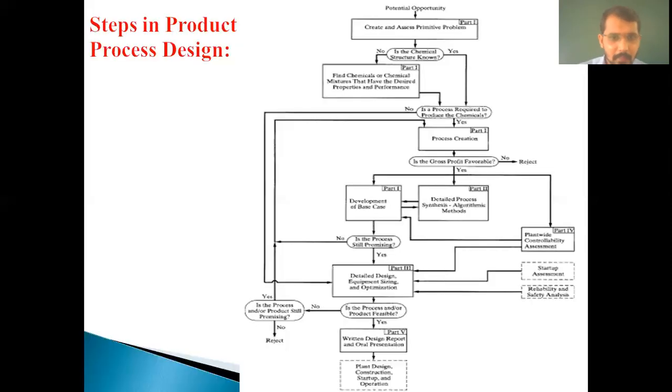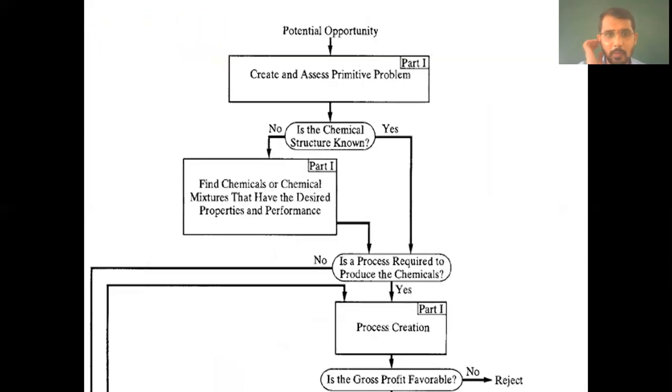After that, check whether the process or product is feasible. If it is feasible, then prepare the design report. If it is not feasible, then don't prepare any report. Don't waste your time. First create a proper process, optimize it, then create the design report.